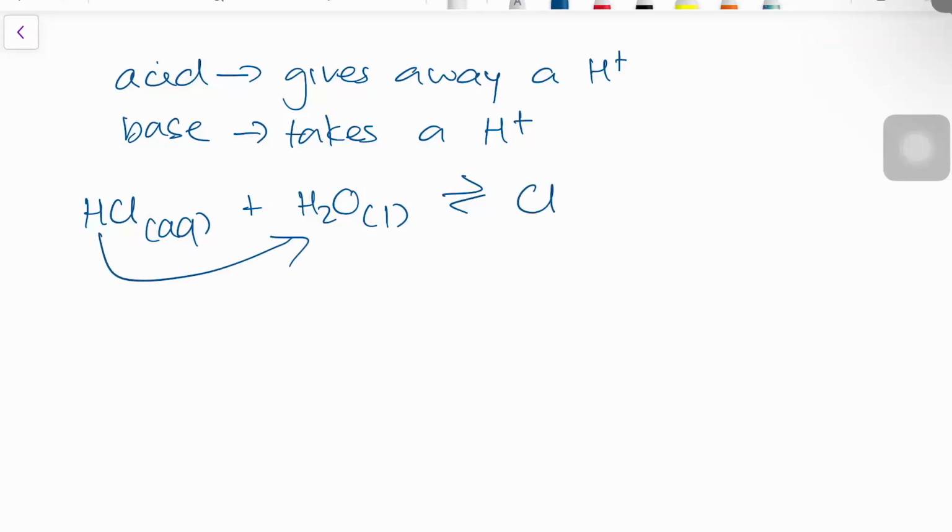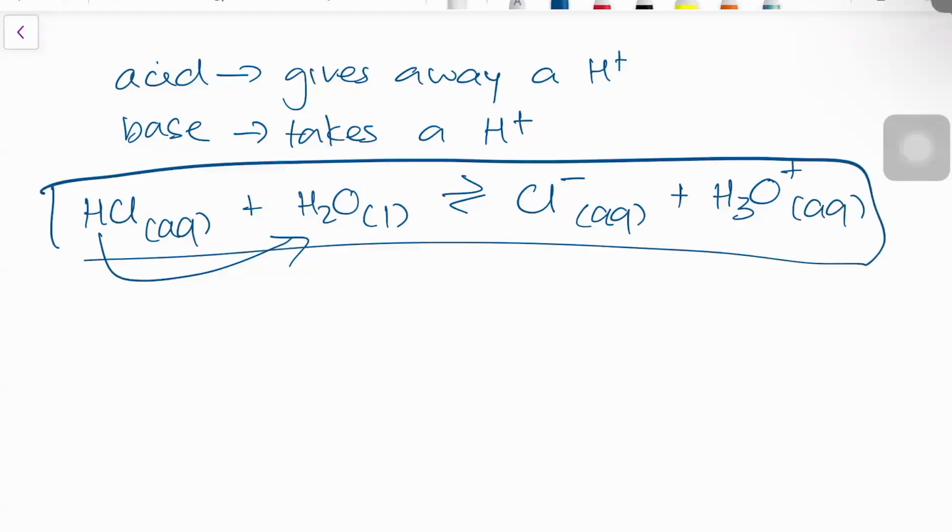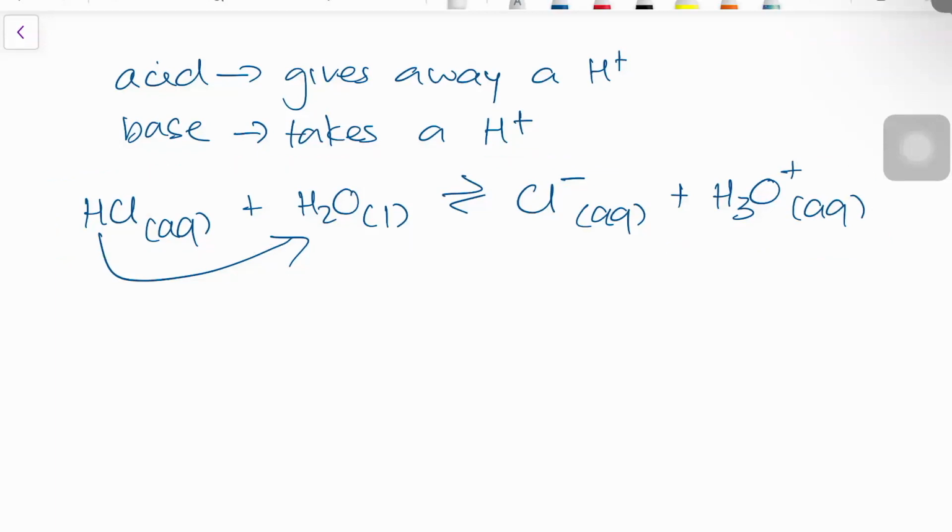Because you didn't just give away a H, you gave away a H plus. If you lose a positive charge, you get left with a negative charge. So what you get left with is Cl minus. And then H2O, because you've added a H plus, it turns into H3O, and then you added a positive charge, so this is H3O plus aq. This here is your dissociation equation for an acid.